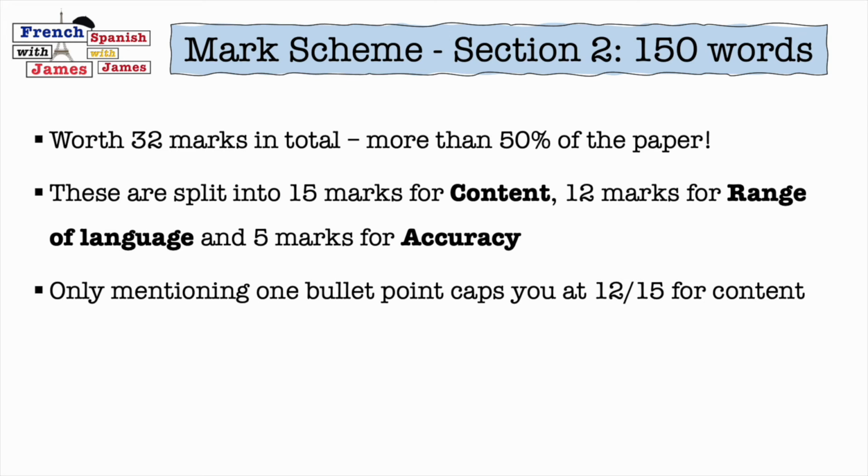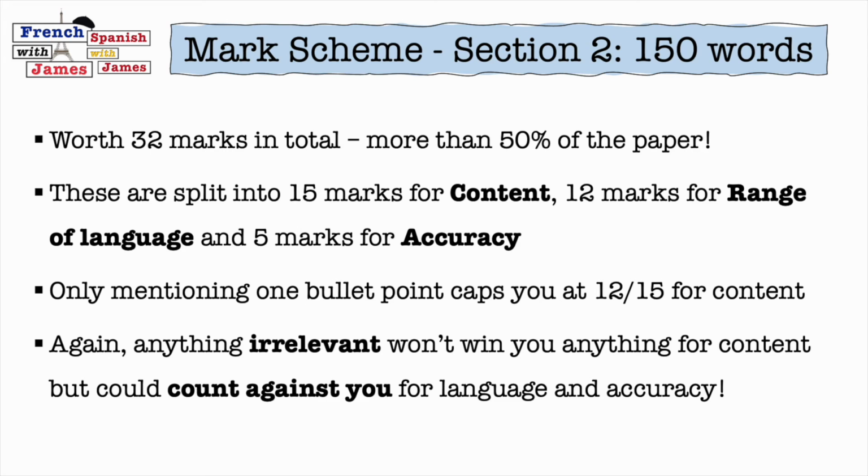These marks are split into 3 categories this time. The biggest one is content, which is worth 15 marks. Then you've got range of language, which is worth 12, and finally 5 marks for accuracy. Only mentioning one bullet point caps you at 12 out of 15, so again, it's essential that you mention both. And once again, anything irrelevant won't win you anything for content, but it could count against you if you make mistakes for your language and accuracy marks.